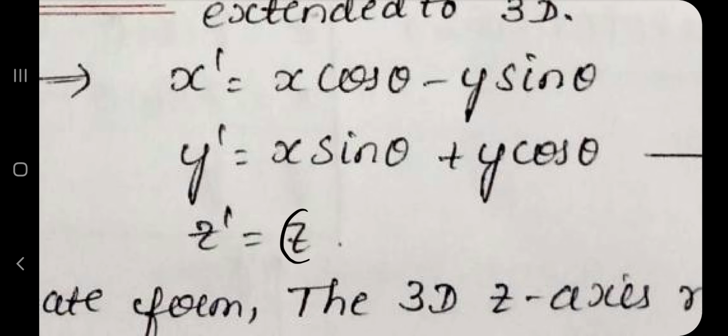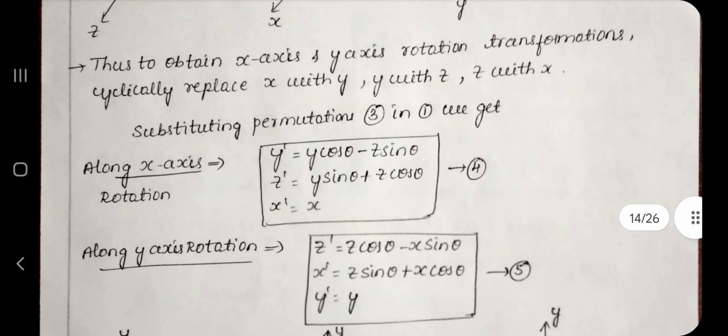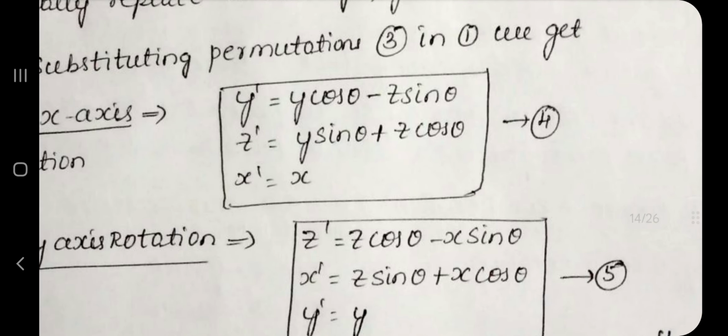Okay, and z was here, that will go up and it will become x. That's the second part of the equation. If you did not understand, rewind this video and listen again to what I told. Okay, y dash will become y cos theta minus z sin theta, z dash will become y sin theta plus z cos theta, x dash will become x.